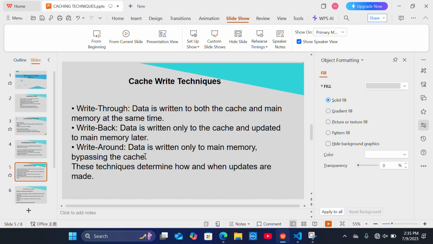So with the write around, data is written only to main memory, bypassing the cache. So data is not stored in the cache. It's just written to the main memory only. So these are the techniques that determine how and when updates are made.